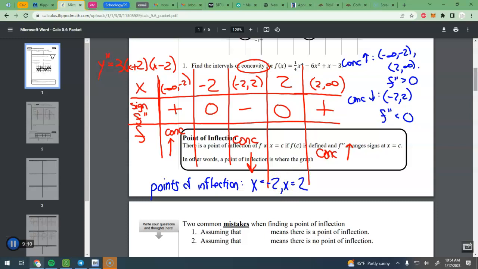The reason for this is because f double prime of x changed signs. Hopefully that process feels familiar, right? You're just doing it on the second derivative instead of the first. Questions on that or anywhere? Is everybody still right?